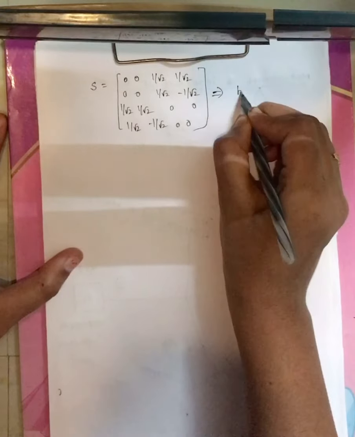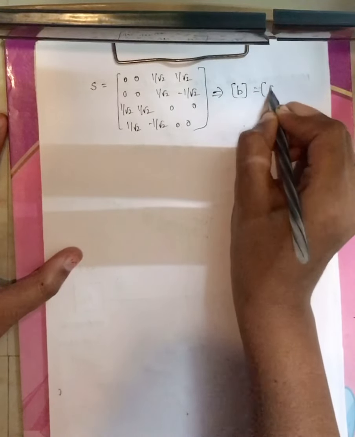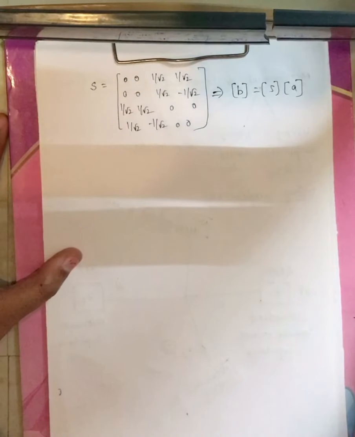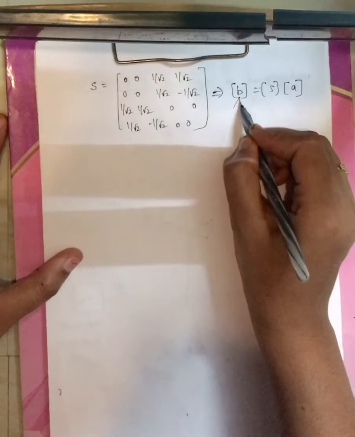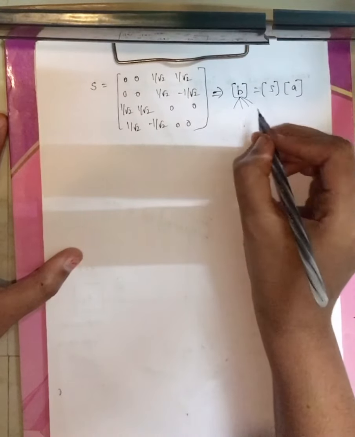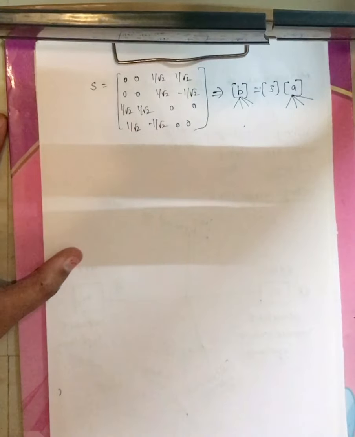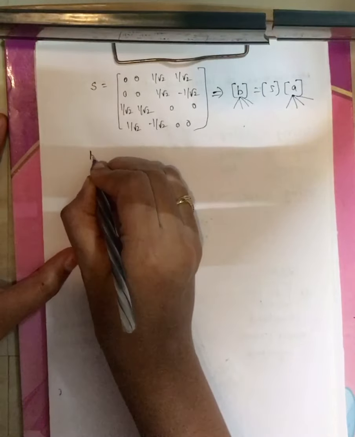And this can be represented as B equals S A, right? Now what is B? B is the reflected power and S is your scattering matrix and A is your input power. B is your reflected power from all four ports, B1, B2, B3 and B4, and A is the incident or input power for all ports, A1, A2, A3 and A4, right?